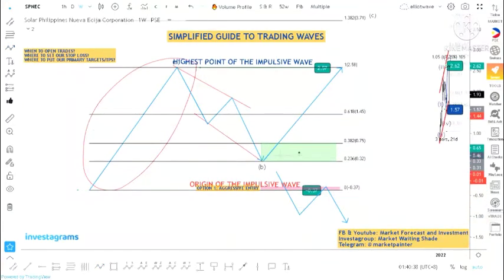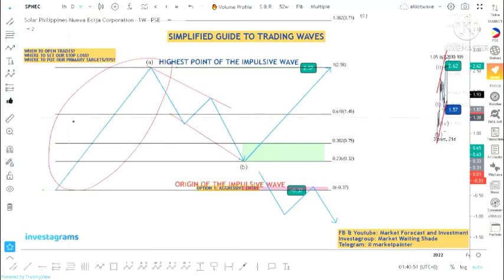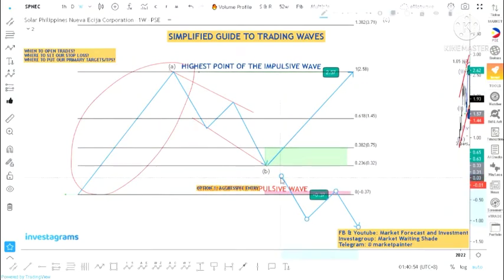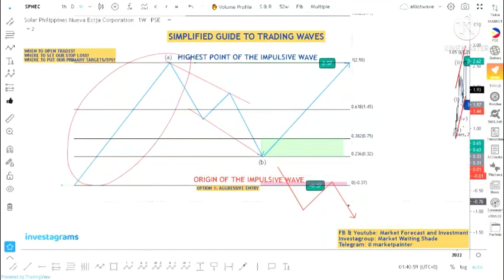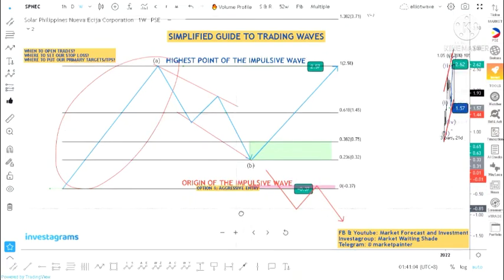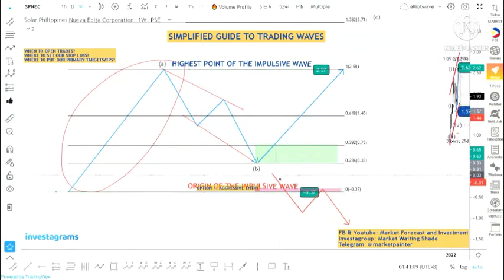So our wave, this assumed impulsive wave, is not actually an impulse, and rather it is an incorrect analysis, and the price was actually heading downwards. So we, as traders and investors who follow this analysis, will accept that the market is not with our bias.